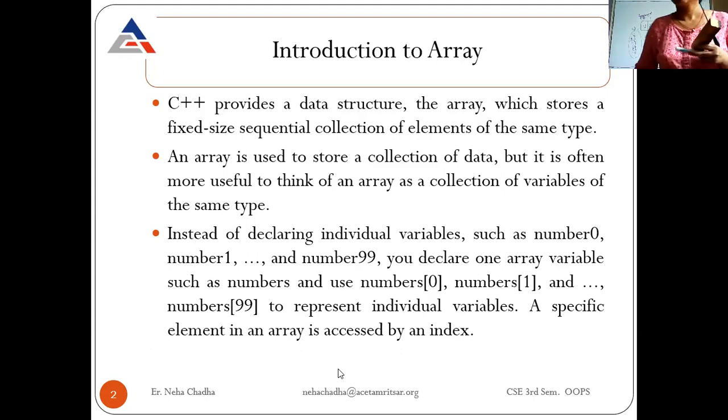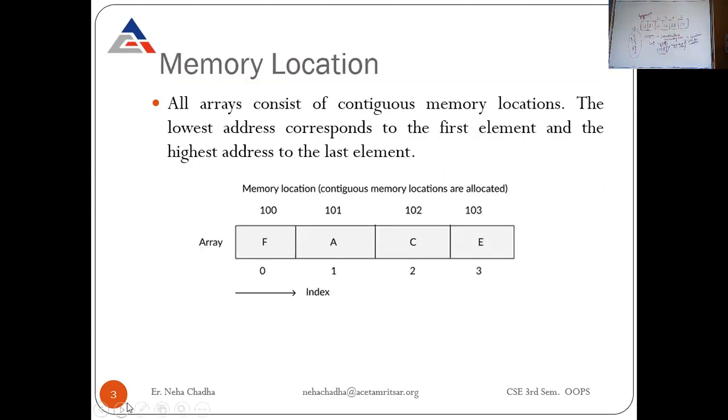The next is the concept of memory location. An array consists of contiguous memory locations. That is the concept of consecutive memory locations. The lowest address corresponds to the first element and the highest address corresponds to the last element. Fine.